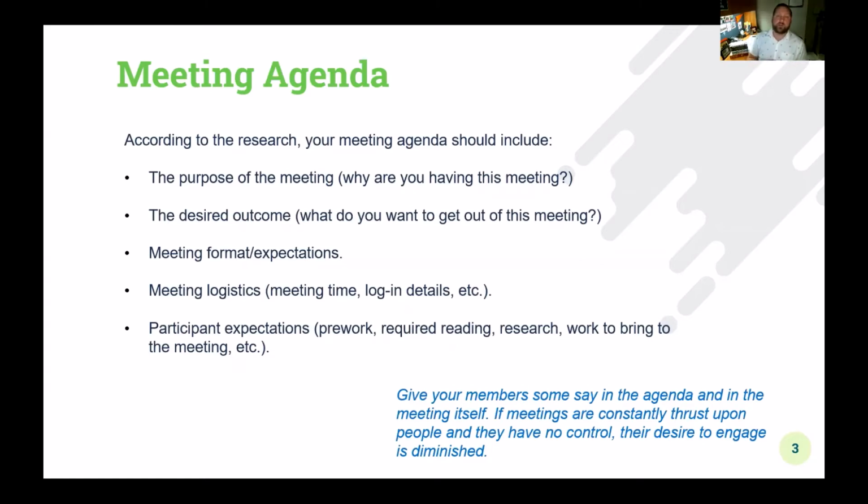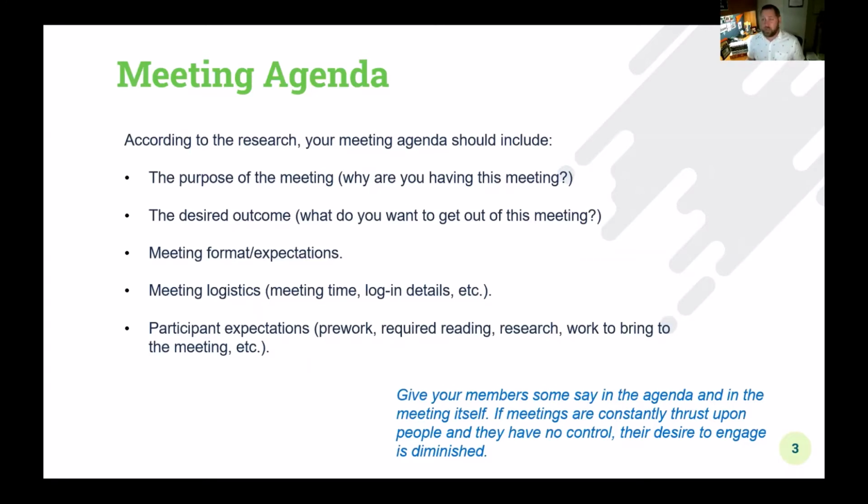The next item is, what is the desired outcome of the meeting? So at the end of this meeting, what do you want to get accomplished? All right, number two: meeting format and expectations, right? A lot of us started meeting in the spring, so maybe these are things you've already thought about, but think about the meeting format and expectations.